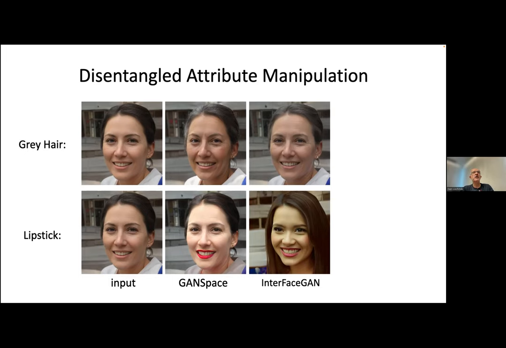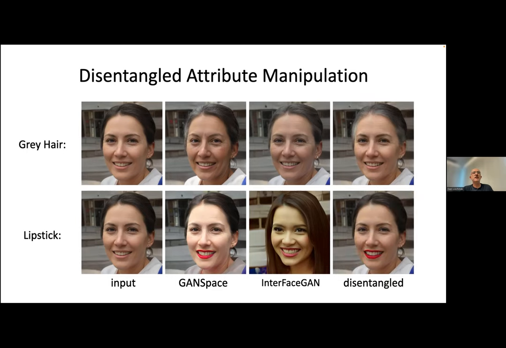So those manipulations are what we would call entangled, in the sense that one change induces other changes. The changes are interrelated, they're entangled, they're not independent, okay? In contrast, what we would like to have for better user control over the result is disentangled manipulation, like the results that you have here, where only the change that you wanted to happen has occurred and nothing else has changed. Only the hair changed from black to gray, only the lipstick changed from natural to red, and nothing else in the face seems to have changed, okay?